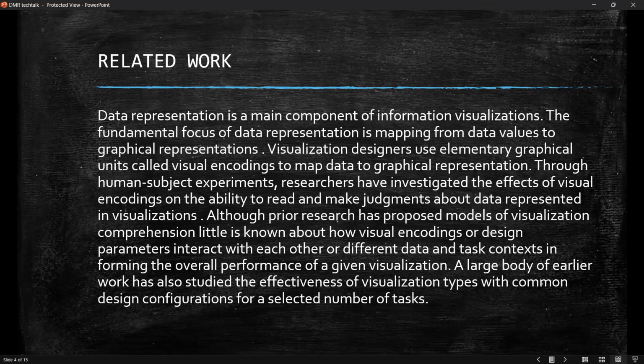Although prior work has proposed models of visualization comprehension, little is known about how visual encodings' design parameters interact with each other or with different data and task contexts in forming the overall performance of a given visualization. A large body of earlier work has also studied the effectiveness of visualization types with common design configurations for a selected number of tasks.